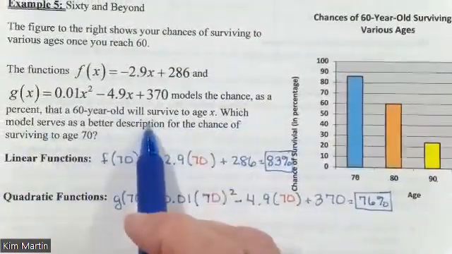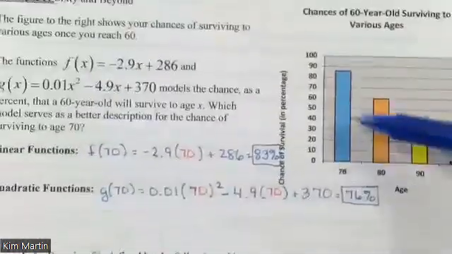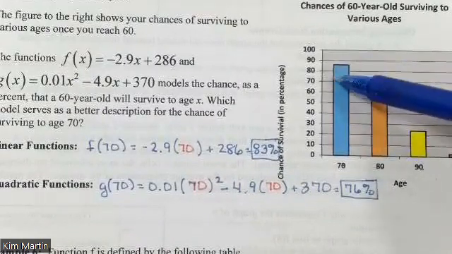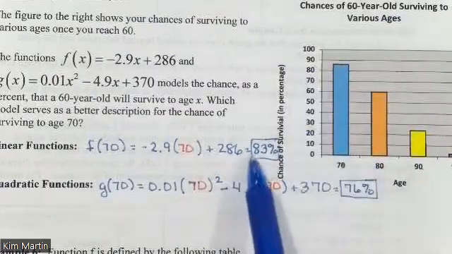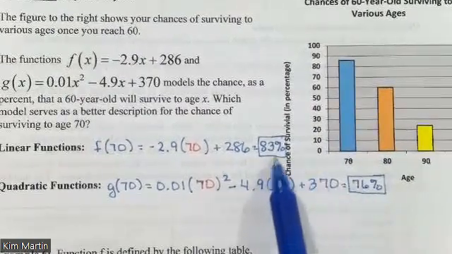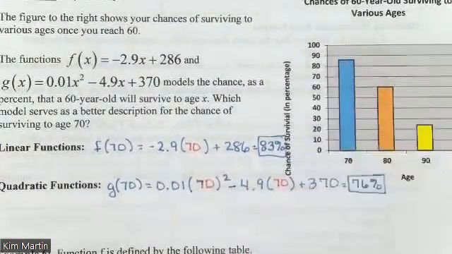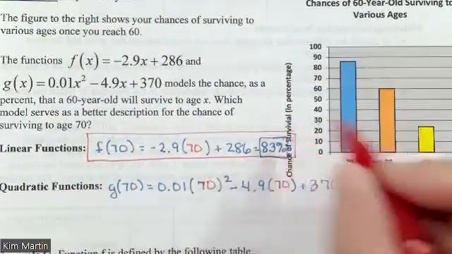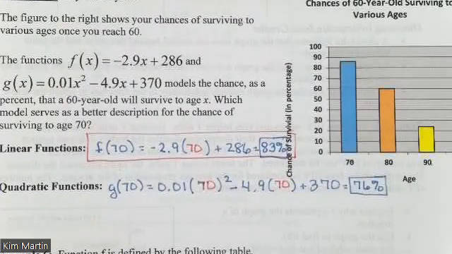Which model serves as a better description for this graph? Well, here's 70. Where does it fall between 80 and 90? So which one was better, the first or the second one? The first one was closer to what the graph says. So this one is the better. I like those chances better. Closer. All right.